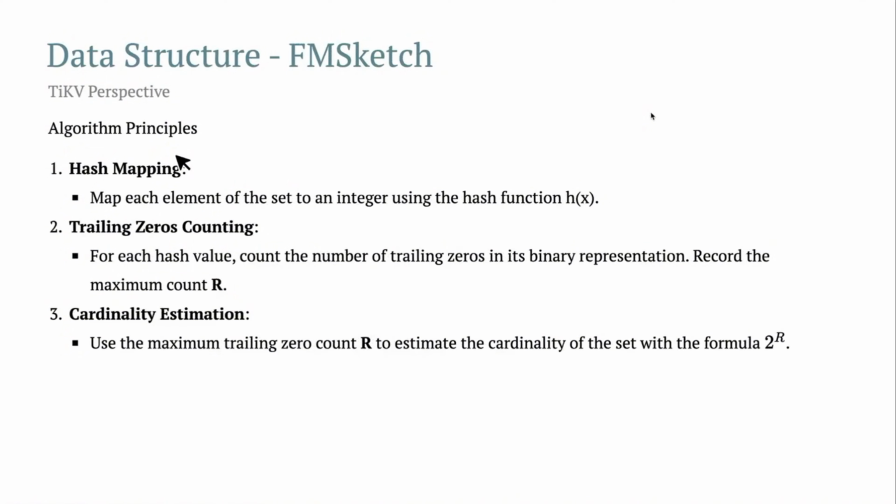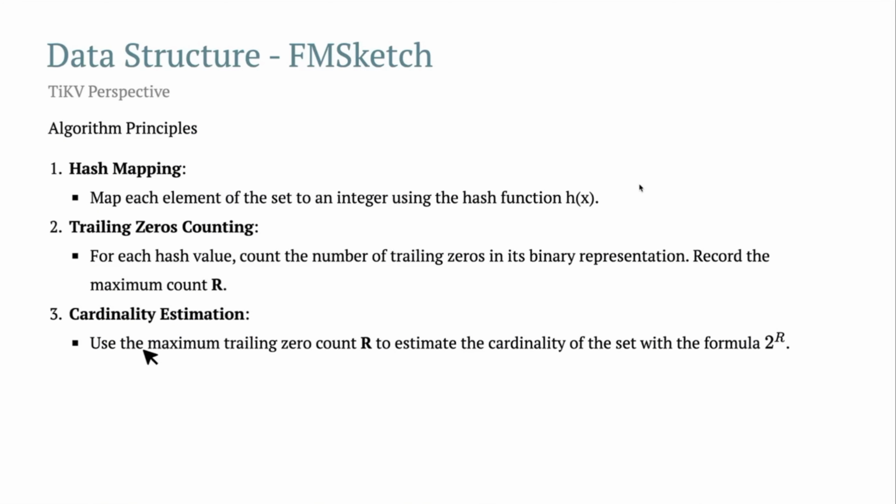About the algorithm, we just use a hash mapping method to map each element of the set to an integer using a hash function h(x). For each hash value, we count the number of trailing zeros in its binary representation, and record the maximum count R.